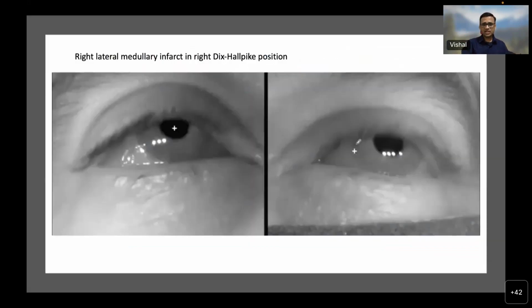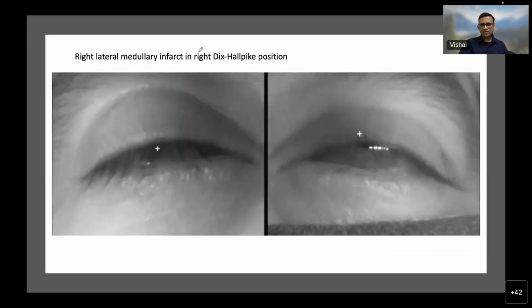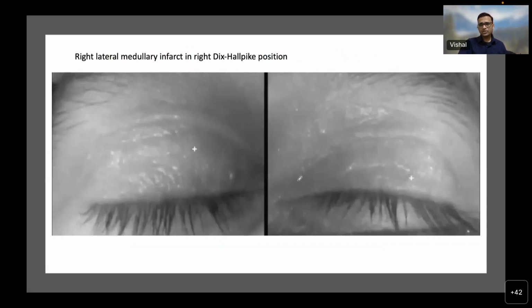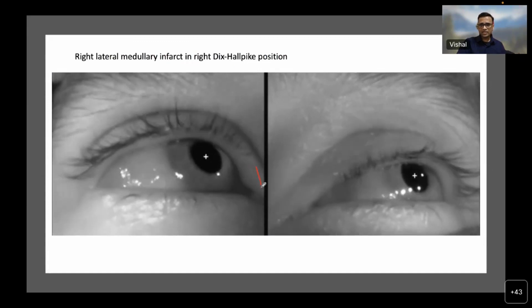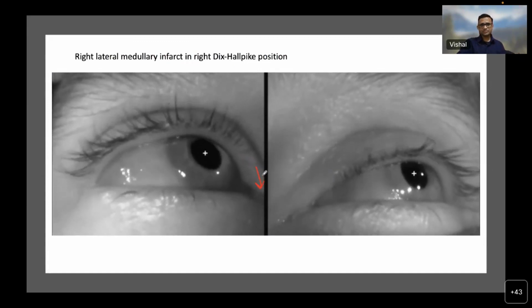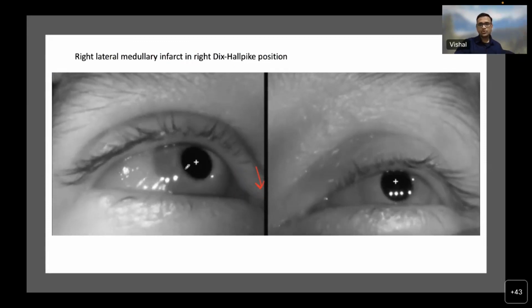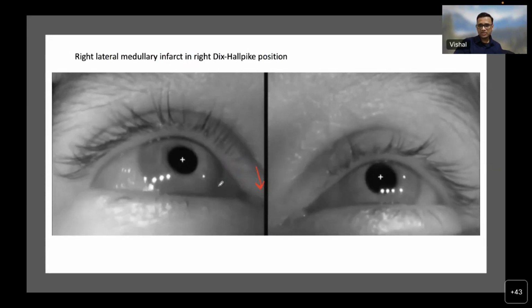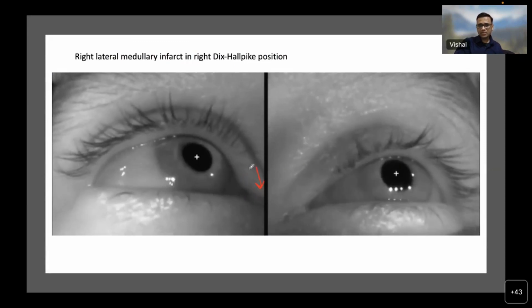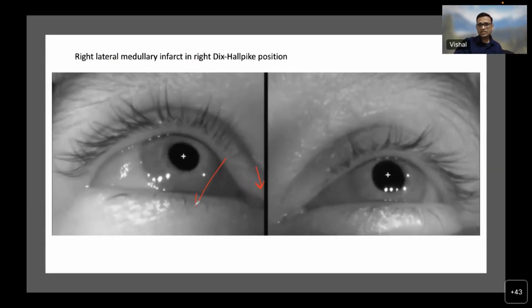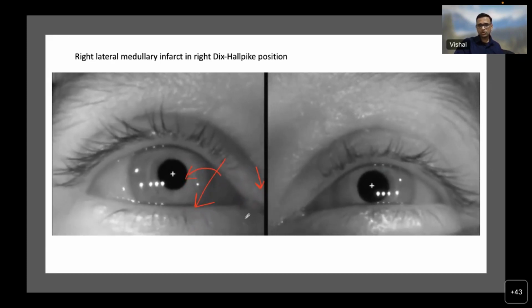So this is the patient I was talking about. I did Dix-Hallpike. The patient had a right lateral medullary infarction, and I took him to the lying down position. As soon as I took him to the lying down position, he started getting this downbeating torsional nystagmus. I hope you can appreciate this. It depends on the internet speed and streaming. But the patient had downbeating nystagmus. You can clearly see the downbeats, and the patient also had a little torsional component.